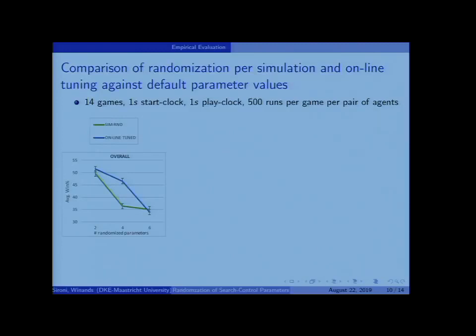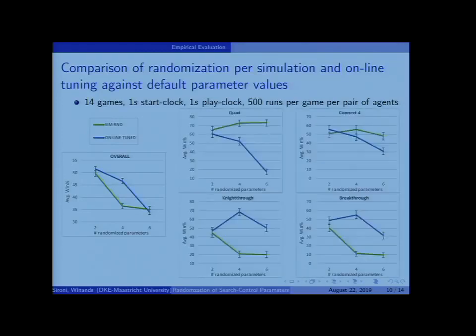But more interesting than just looking at the overall performance is to look at a few of the games, because if we pick only some of the games, we actually see that there are some games where randomizing is much better than tuning online and also much better than keeping the parameters fixed. So in Quad and Connect 4, in Quad we have more than 70% win rate, and in Connect 4 random gets around 55. But at the same time, we also have games where the situation is switched. So online tuning is much better than randomizing. And we see this in Night Through and Breakthrough. And we wonder why. Why does this happen? Why is sometimes one good and sometimes the other?